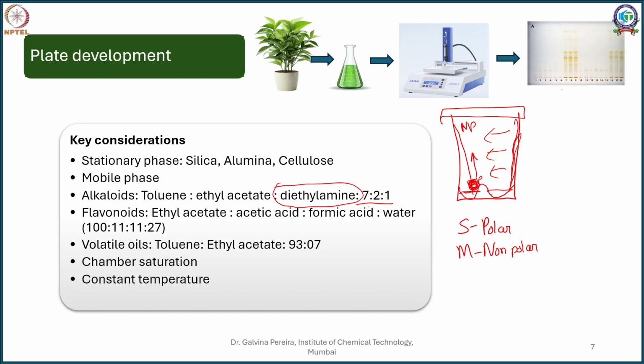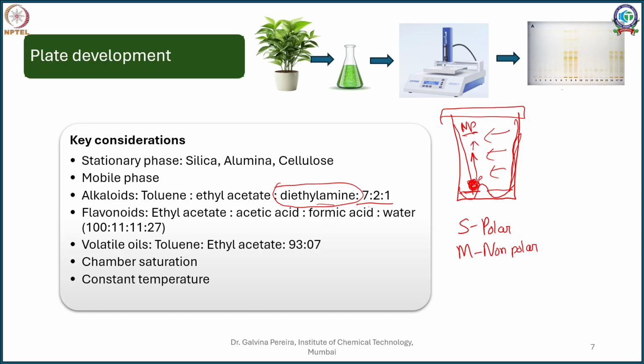So what you do is you basify it. Now when you basify your alkaloid, the alkaloid will no longer exist in the salt form. It will exist as a free base form, and the free base form is more non-polar. So instead of binding here, when I am using a mobile phase with diethylamine, it will basify the alkaloid and as a result cause it to move because it increases its unionized nature.